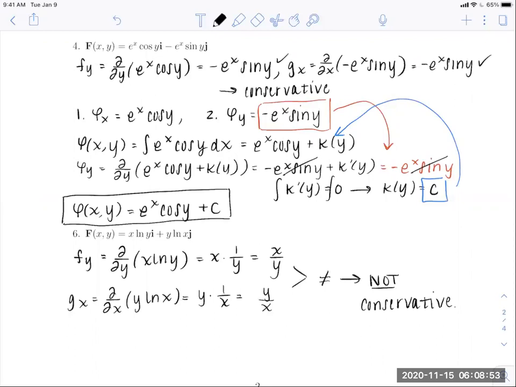So at this point, you can stop on this problem. There is no sense in trying to recover a potential function because those potential functions only exist if you're working with a conservative vector field, which this one is not. All right, so what do these potential functions have to do with line integrals? Because so far we haven't seen how they relate to that work integral.